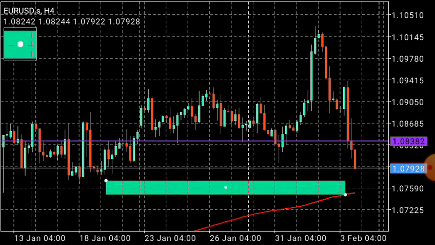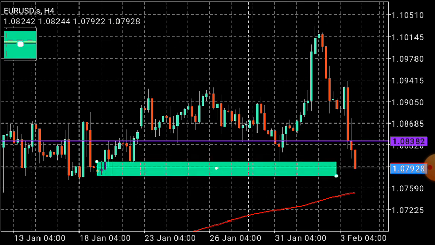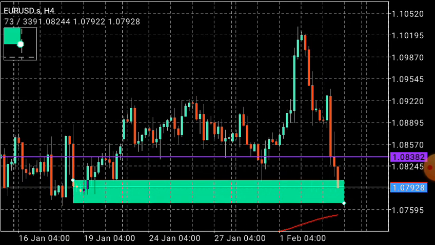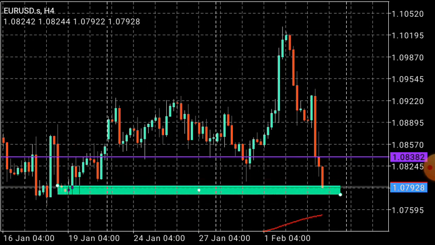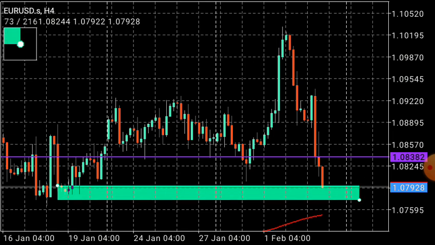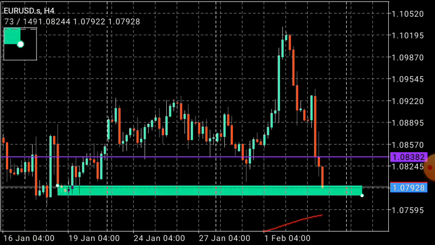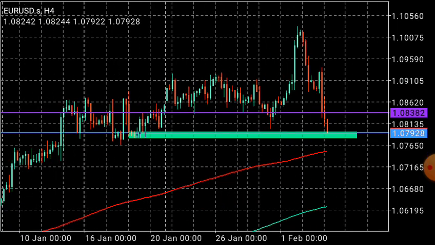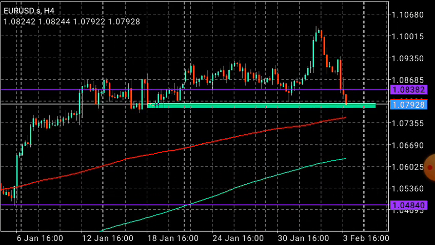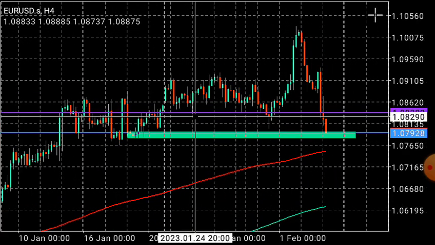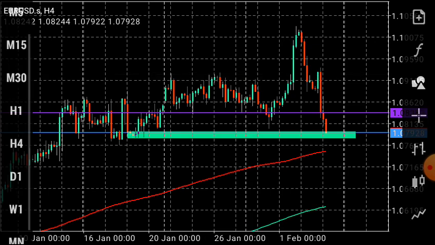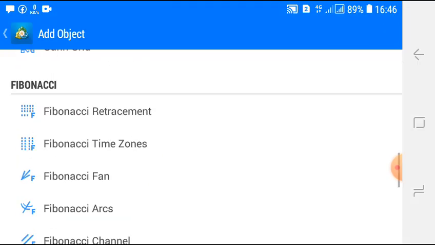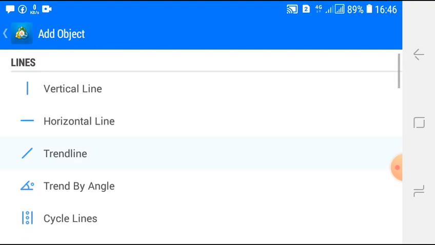So here on the 4-hour, I have a support zone that is likely to be broken by the market. I have a resistance up there. So this is what might happen. I'm anticipating something like this to happen on the EURUSD.